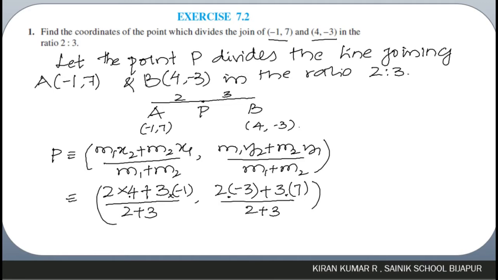2 into 4 is 8 plus of -3 will be 5. We get 5 by 5, comma, 2 multiplied to -3 is -6, added to positive 21 will be 15, 15 upon 5. So the coordinates of the point P is 1, 3.